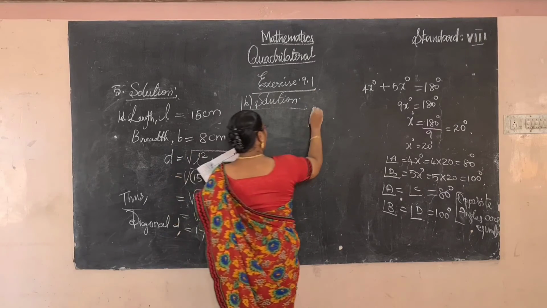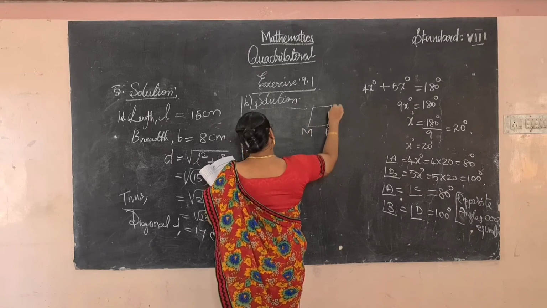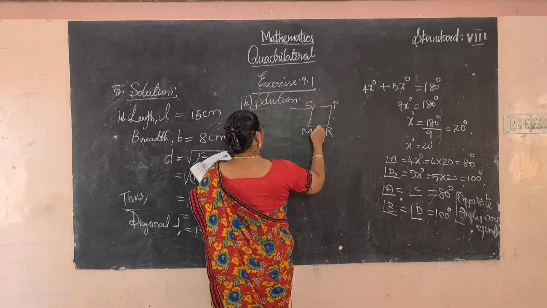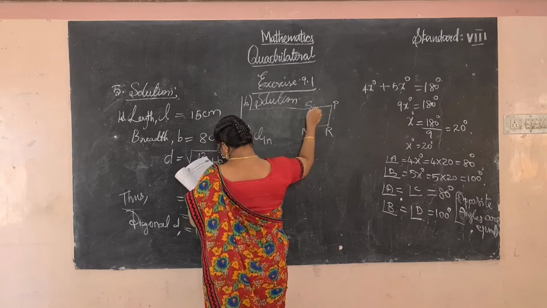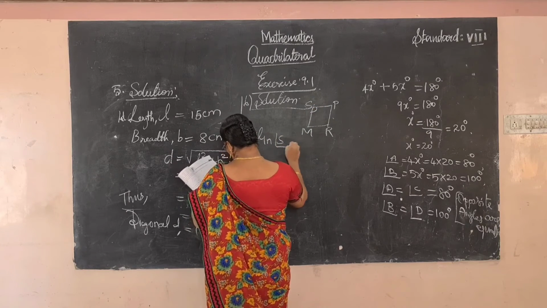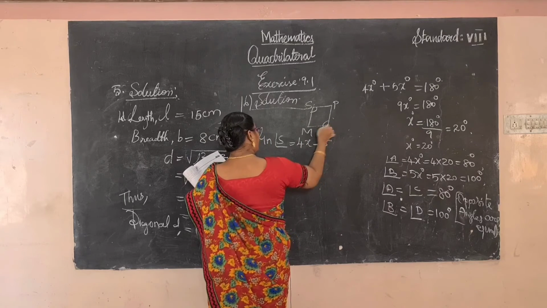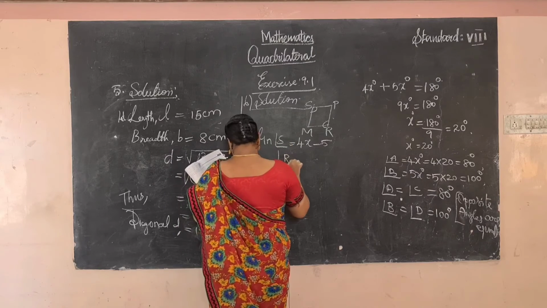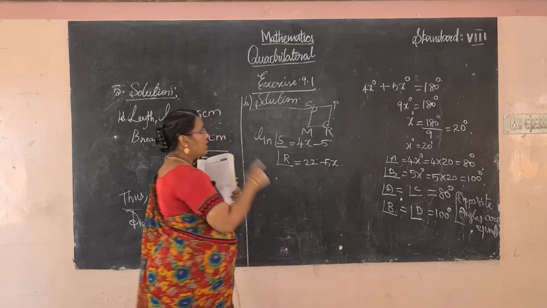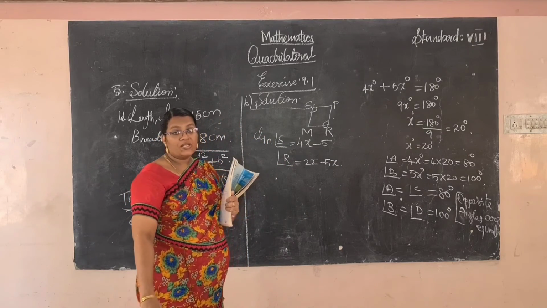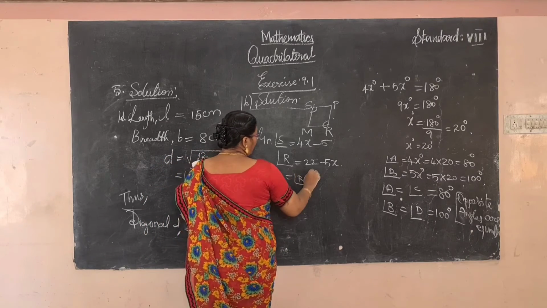One of the figures is given like this, PQRS. Given angle S is equal to 4x minus 5, and another value is angle R, which is equal to 22 minus 5x. What is the relation between angle R and angle S? Opposite angles are equal. So angle S is equal to angle R.